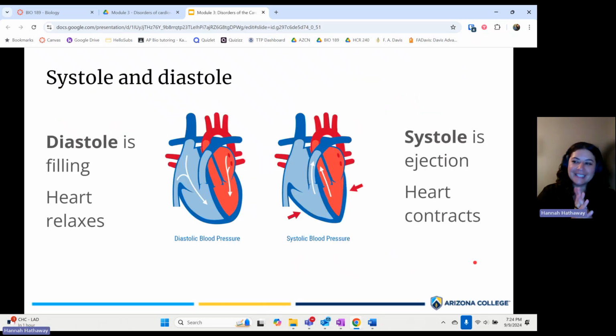Okay. Next thing to remember from just A&P is the difference between systole and diastole. So diastole is relaxing and the heart is filling. The way I always remember this is your diaphragm helps your lungs expand and fill with air. So diaphragm, diastole, that helps you remember your heart is expanding and filling with blood. And then systole, the heart contracts and ejects blood.